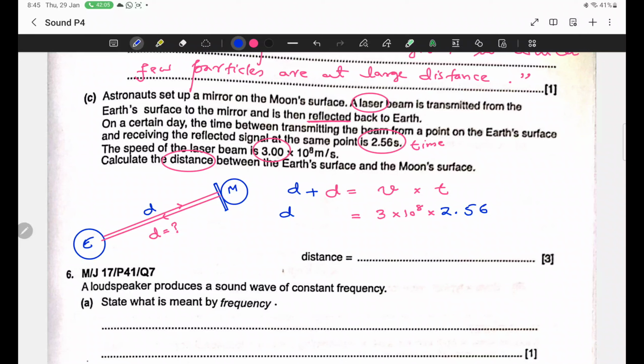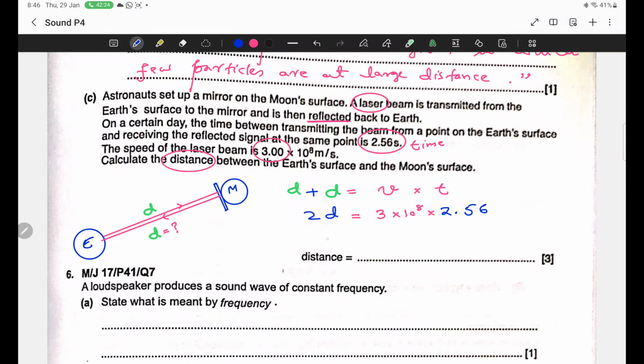D in outgoing, and D for return. The light sent, distance D covered, and light returned, distance D covered. So the total distance becomes 2D. D outgoing, D incoming. So the total distance is 2D.